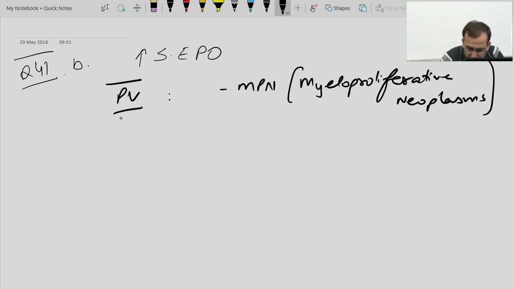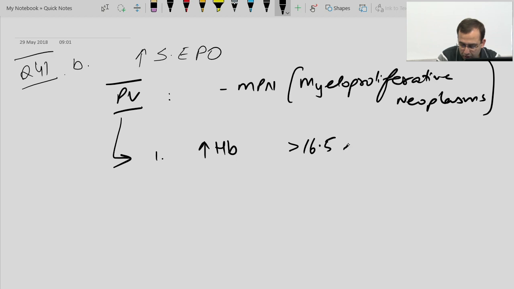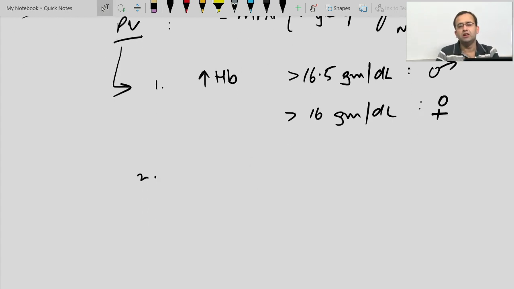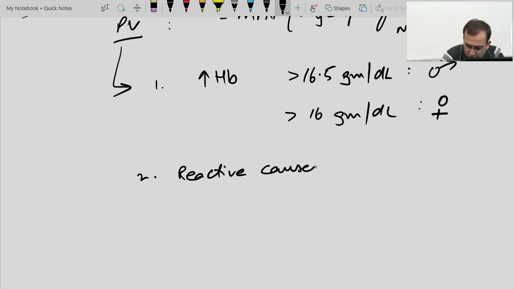Next point, criteria for making a diagnosis of PV. First point, it is associated with a high hemoglobin. How much? More than 16.5 grams per deciliter in males, whereas more than 16 grams per deciliter in females. Suppose I have a patient whose hemoglobin is 20 grams per deciliter. Can I now safely say that it is a case of PV? No. So the second point is reactive causes of erythrocytosis.